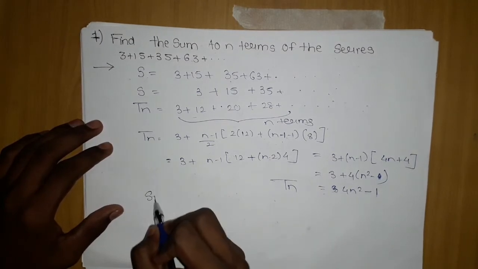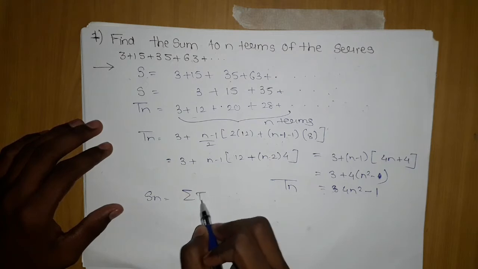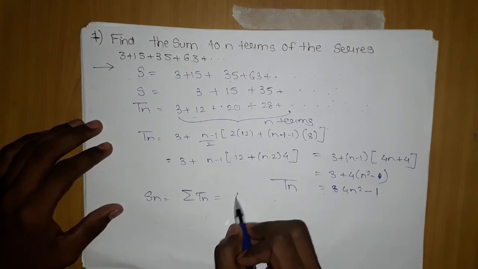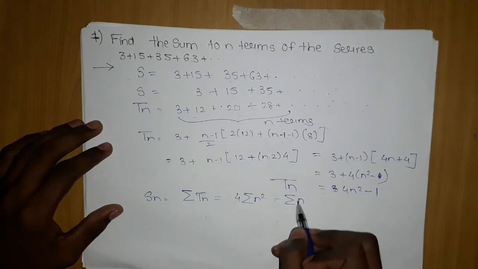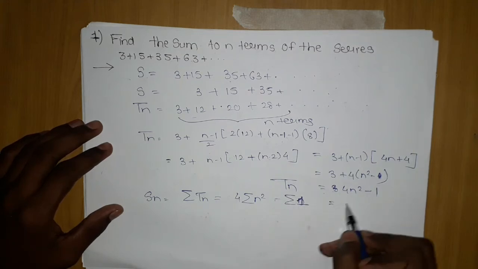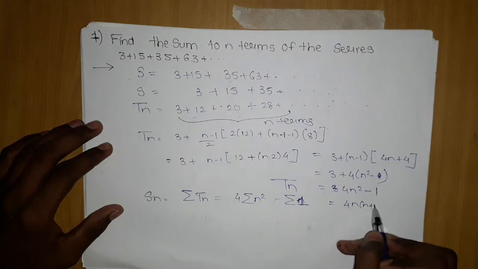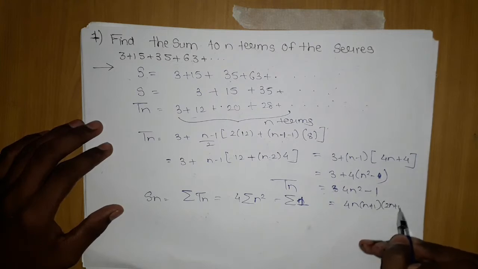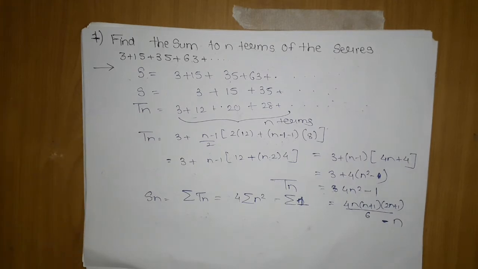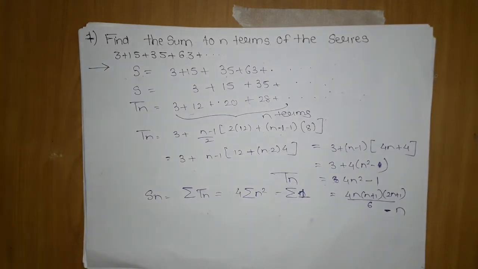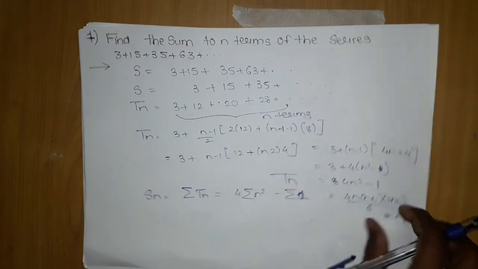After getting this you can easily get the summation. Tn is equal to 4 into summation n square minus summation 1, which will give you 4 into n(n plus 1)(2n plus 1) by 6, minus n. So we got our answer. Now let's move on further and see what we can do in the next method.